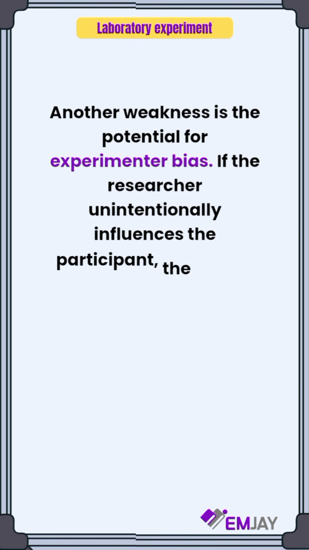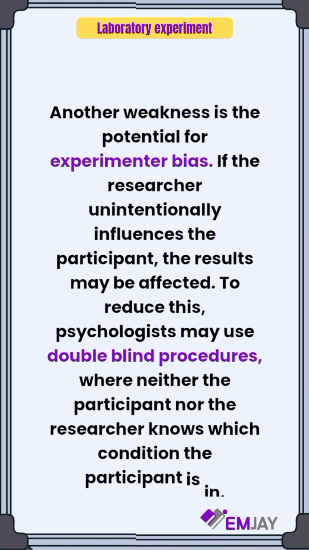Another weakness is the potential for experimenter bias. If the researcher unintentionally influences the participant, the results may be affected. To reduce this, psychologists may use double-blind procedures, where neither the participant nor the researcher knows which condition the participant is in.